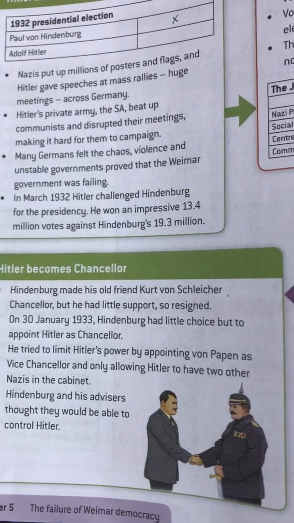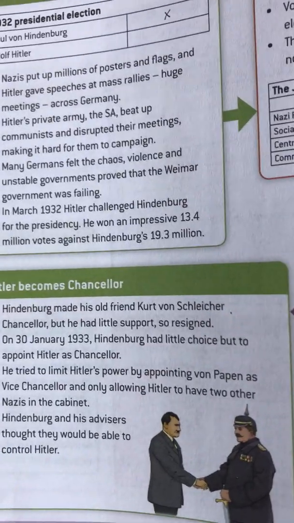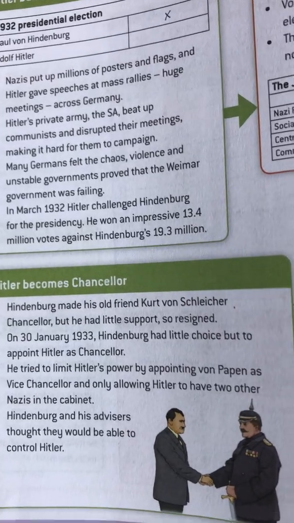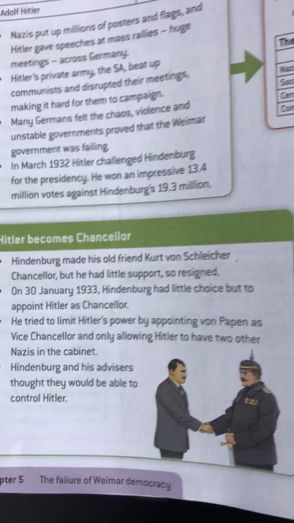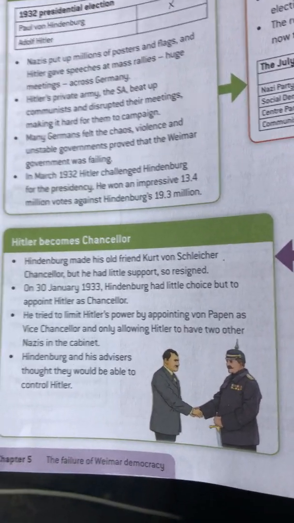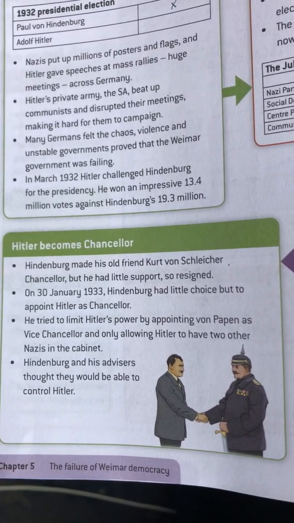But first, Hindenburg gave his friend, Kurt von Schleicher, a go at being Chancellor. He had very little support and resigned almost straight away, meaning that by the 30th of January 1933, Hitler became the Chancellor of Germany.